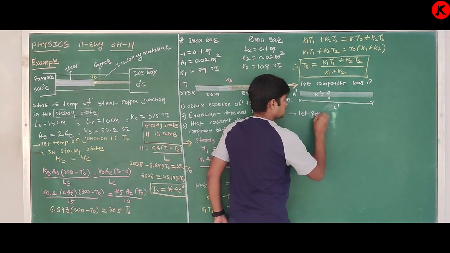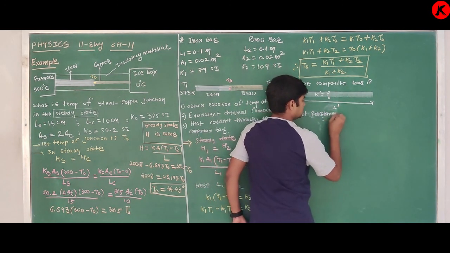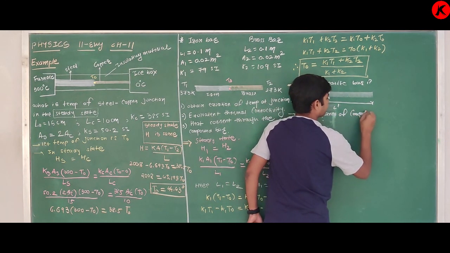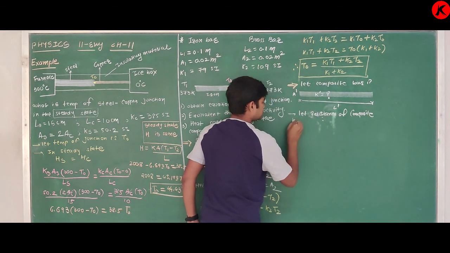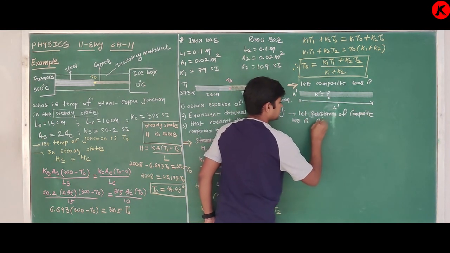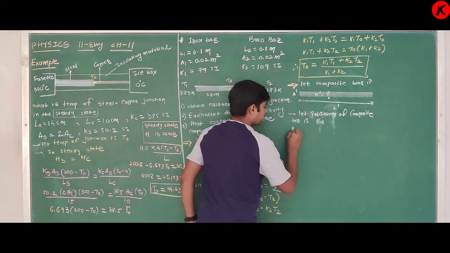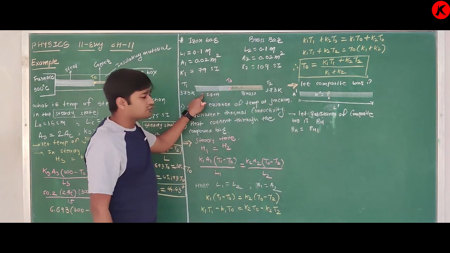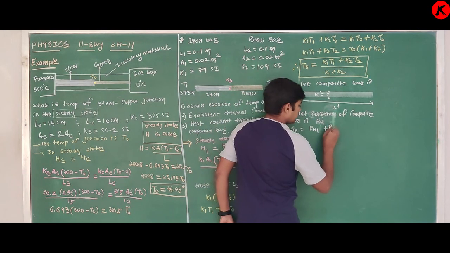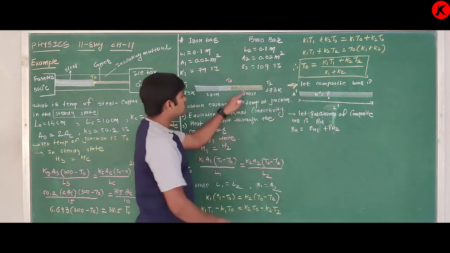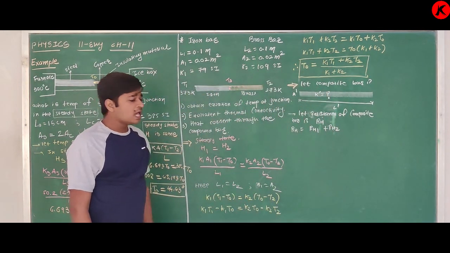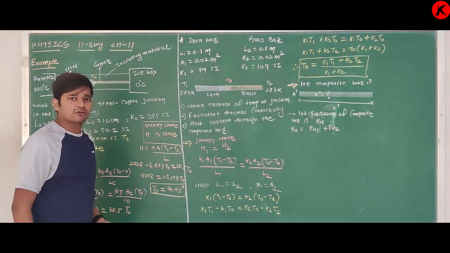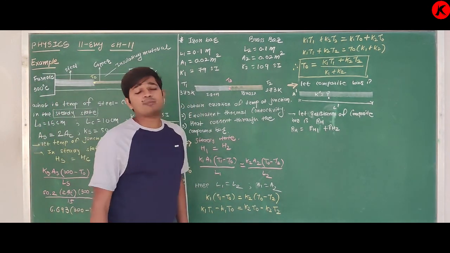Let the resistance of the composite bar be RH. Then I can write RH is equal to RH1, that is the resistance of the first wire, plus RH2, the resistance of the second wire. Now RH, what is the equation of R? R is equal to L upon KA.